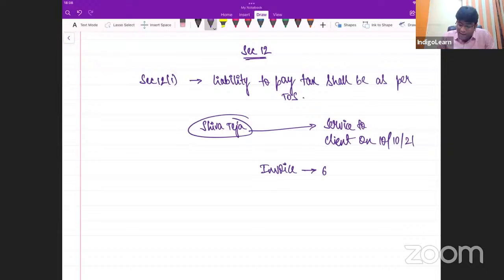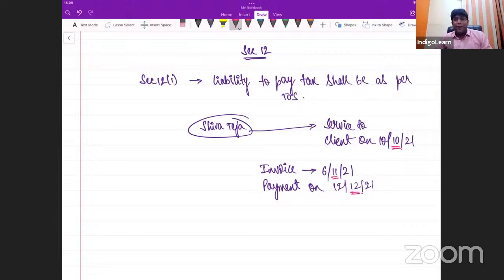The service was given on 10/10/21, the invoice was given on 6/11/21, and the client made payment on 12th December 21. So if you observe carefully and look at the months, service is given in which month? October. Invoice is given in the month of November, but payment is received in the month of December.